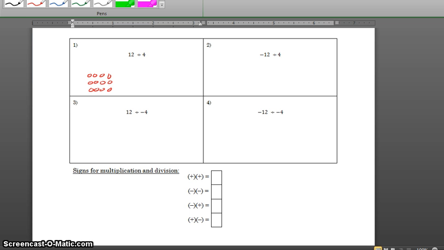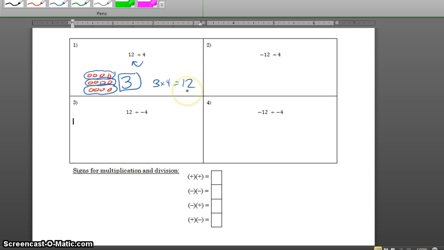Let's start with question number 1, which is all positives, and just remind ourselves that this 12 divided by 4 is really asking, how many times does 4 go into 12? How many groups of 4 do we make in 12? In this case, I have 12 red dots. I see 1 group of 4, 2 groups of 4, 3 groups of 4. 12 divided by 4 is 3, because 4 goes into 12 3 times, and we can check this by multiplying.